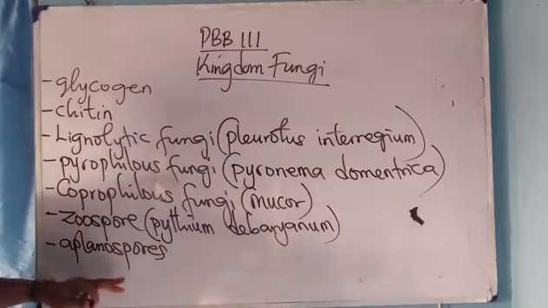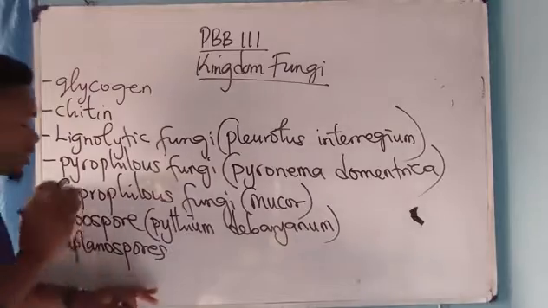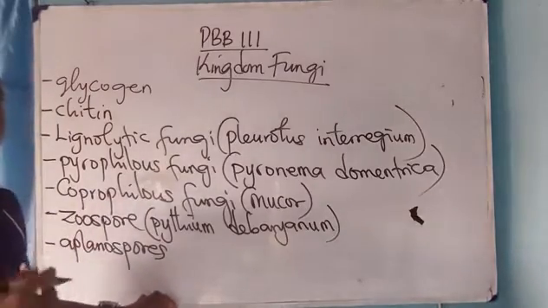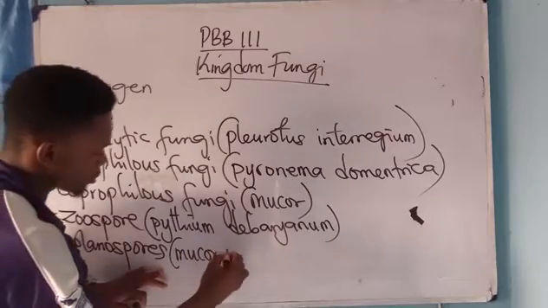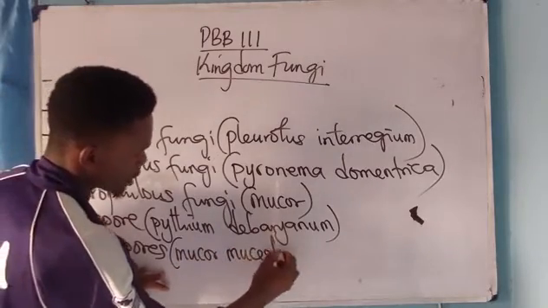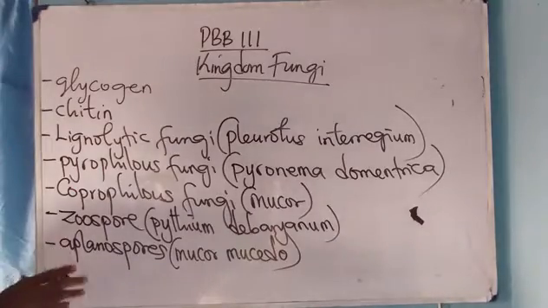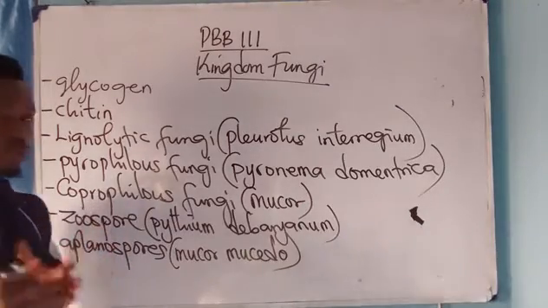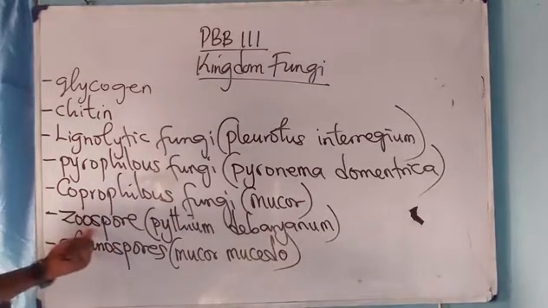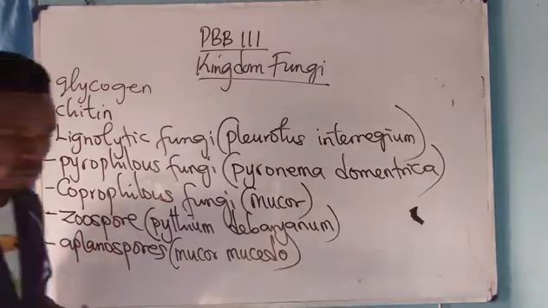Planospores, okay? These spores do not have the ability to move. They are immobile. A good example is found in Mucormuceido. Mucormuceido possesses planospores, spores that are non-motile or immobile. The zoospore is mobile. Look at it, zoo, animal. That is, it possesses a locomotion organ. Take note of that.